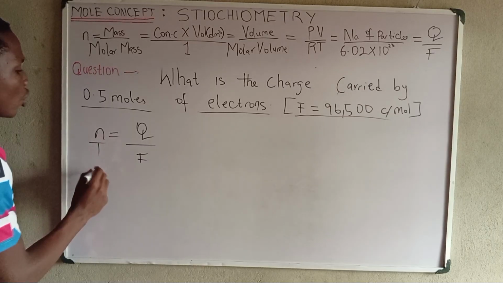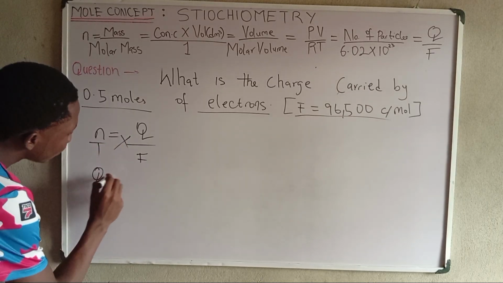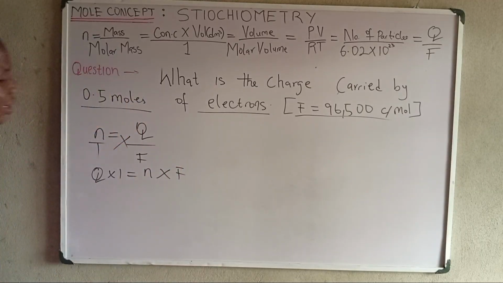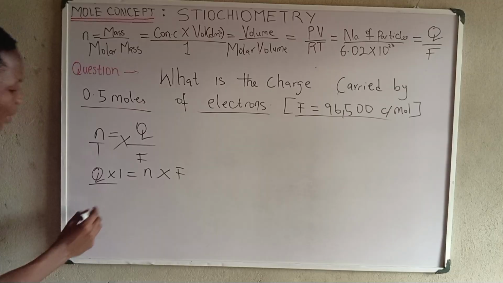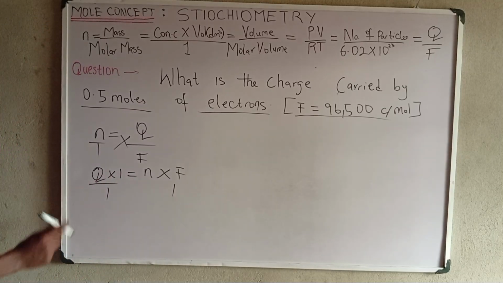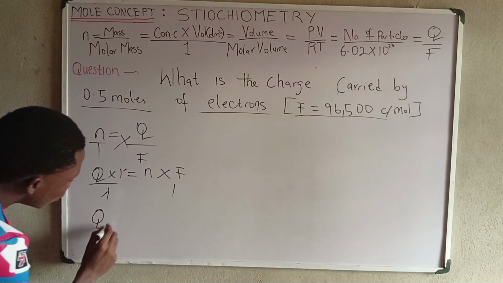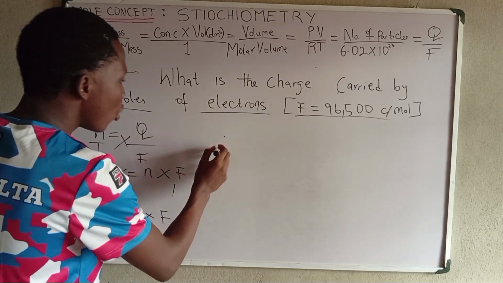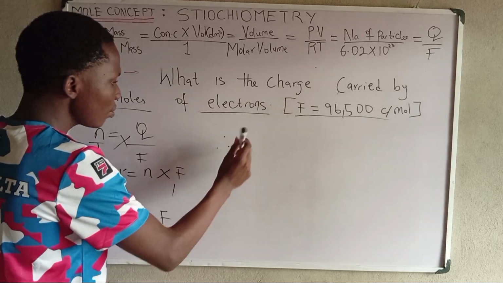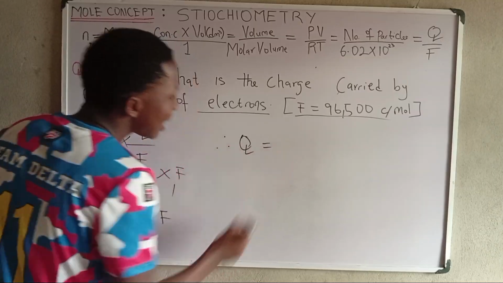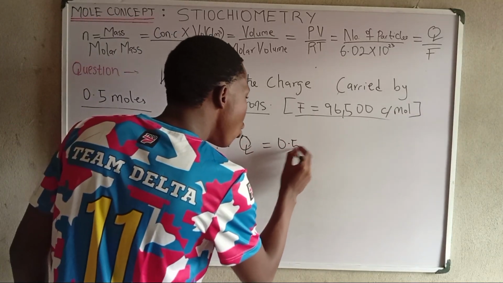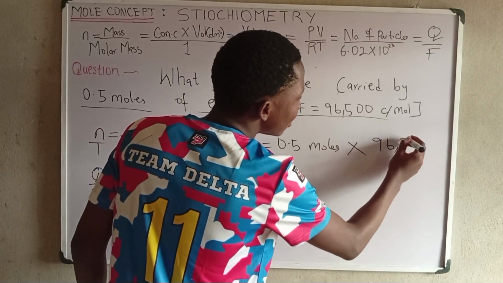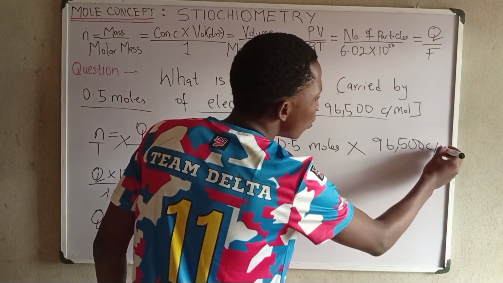How do we do that? We cross multiply. So now Q times 1 is equal to N times Faraday's constant. Now we can divide both sides by the coefficient of Q. Now we just have to cancel out, and Q is now equal to N times F. Now it's quite simple. Therefore, our answer would be: Q, which is the quantity of charge, is equal to 0.5 moles times 96,500 coulomb per mole.